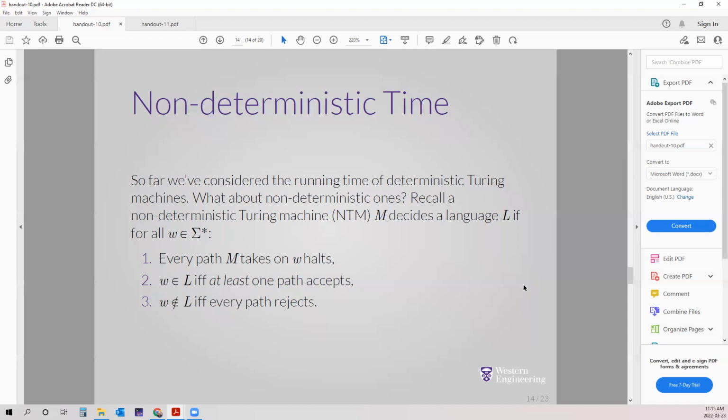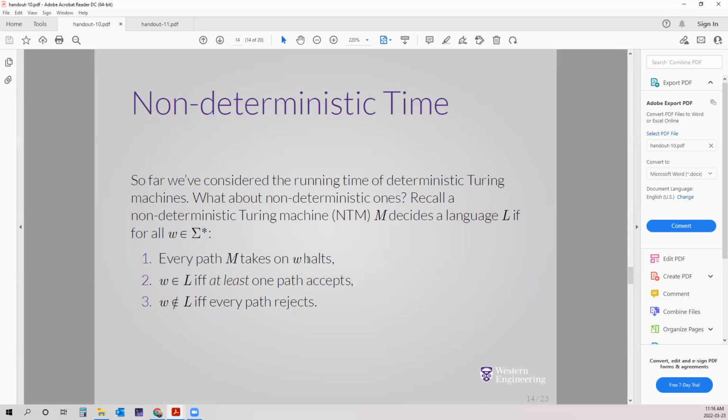So recall the non-deterministic Turing machine NTM M decides the language L if for all strings w that belong to sigma star, every path M takes on w halts. w belongs to L if and only if at least one path accepts. w does not belong to L if and only if every path rejects. So this is the non-determinism. It is recognizable but not decidable. You remember that from the previous class.